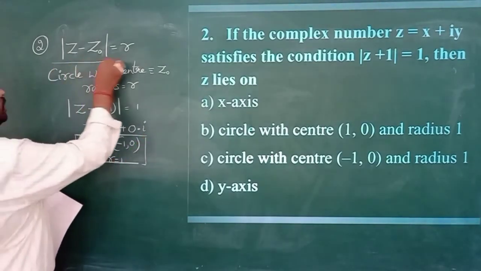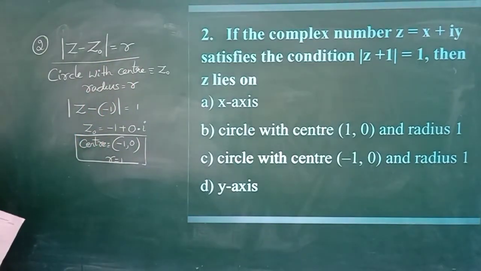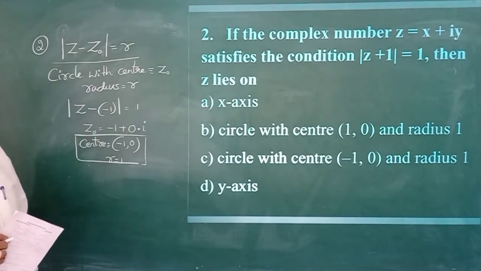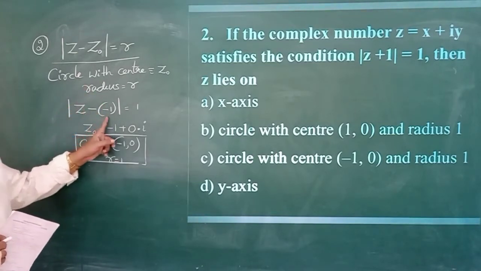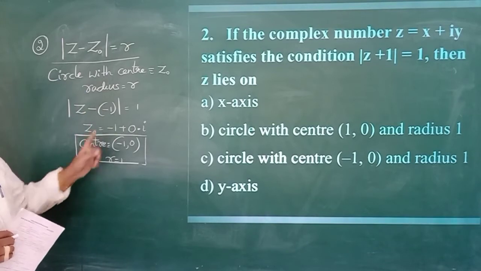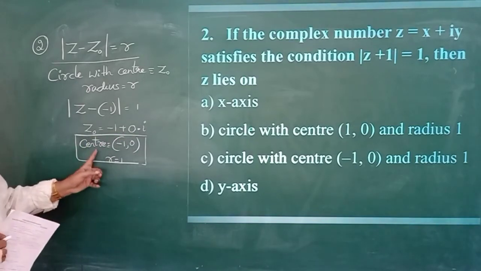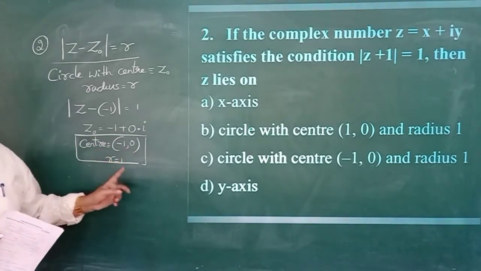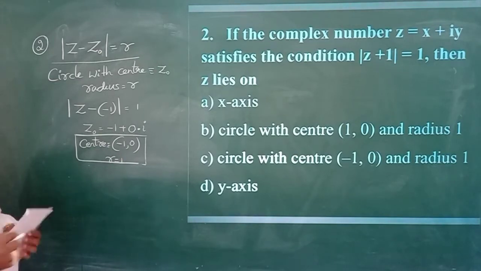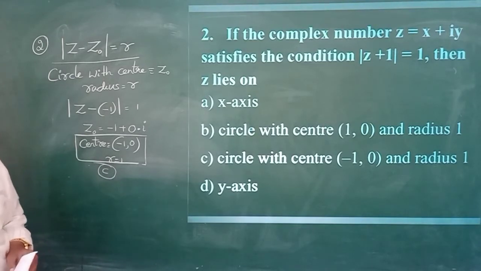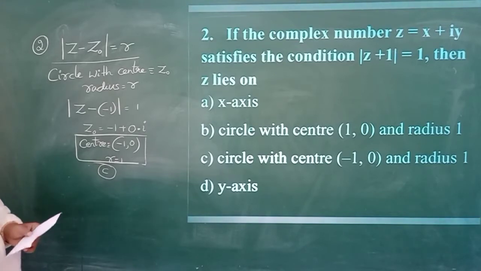So observe here, very important formula: a circle with center z naught and radius r is given by the formula modulus of z minus z naught is equal to r. So here z plus 1 can be written as z minus of minus 1. So minus 1 can be written as minus 1 plus 0i. Therefore center minus 1 comma 0, radius 1. Option C. So these formulas are related to geometry. Next one.